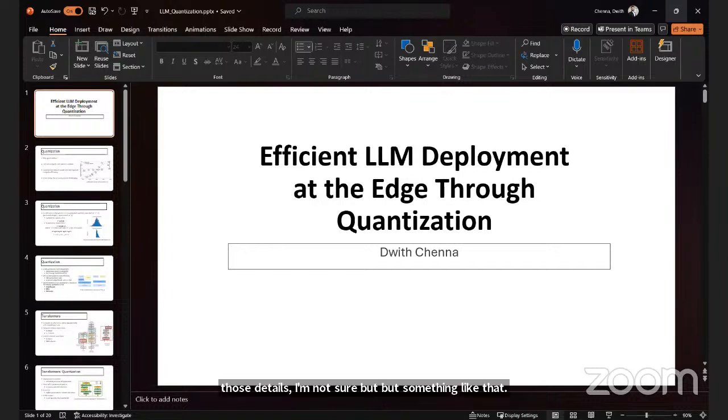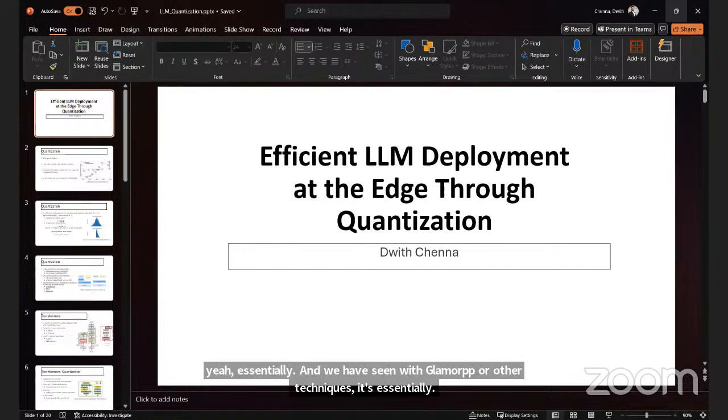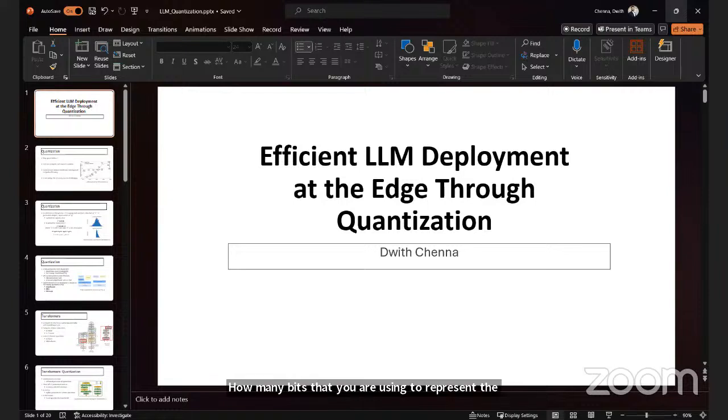Okay. One other question: I see these things and I don't understand them. I played with Llama.cpp 1-bit, and I was baffled by it. Is that the weights? What does that 1-bit quantization mean? Yes, essentially, as we have seen with Llama.cpp or other techniques, it's how many bits you are using to represent the weights. And the activations are larger floating point? Yes, that should be what I would expect.